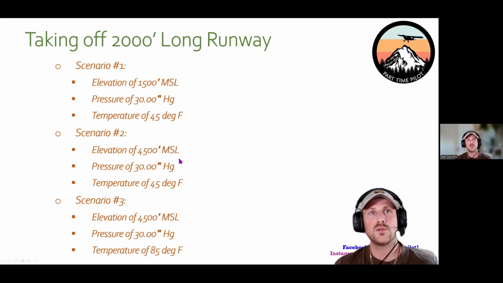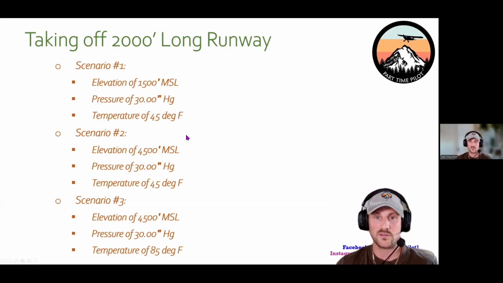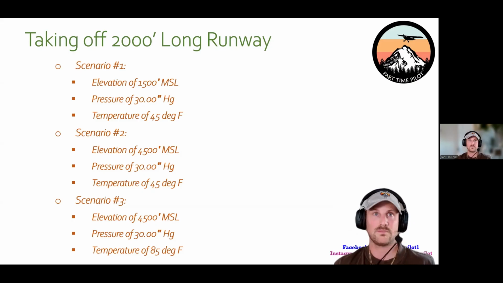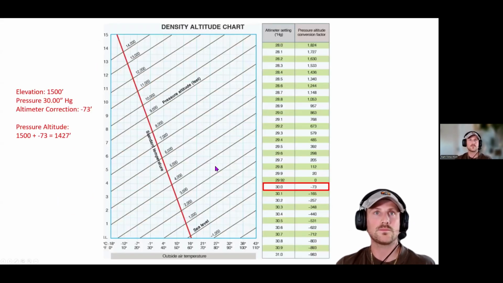And then scenario 2, the only thing that changes is our elevation. We go up 3,000 feet in elevation. So I want to show you guys what going up in elevation would do to our density altitude and our performance. And then the last one, we have an increase in elevation from the first one and an increase of 40 degrees in temperature. So I want to compare these 3 scenarios in terms of density altitude and performance.